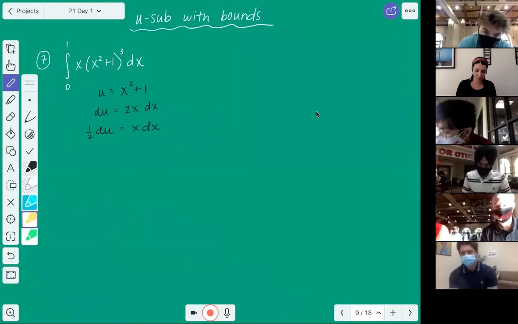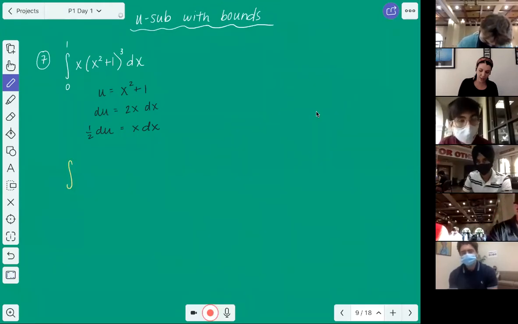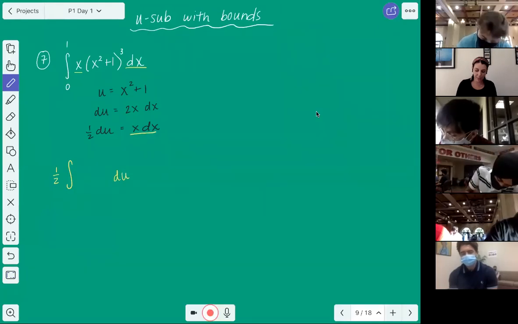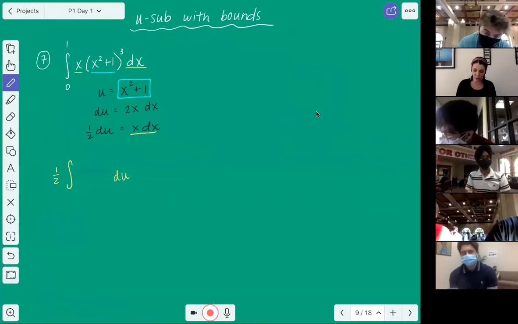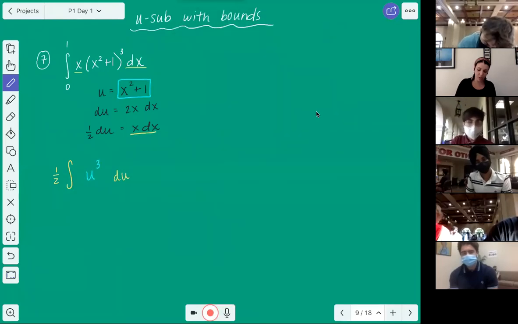So from here, we're going to substitute in. I think most of you are comfortable with that portion. We substitute in the x dx, which is this portion, with a 1/2. I'm going to put my 1/2 out in front, du. We substitute in the x squared plus 1, which is right here, with what that's equal to, which is a u. So we end up getting a u cubed.